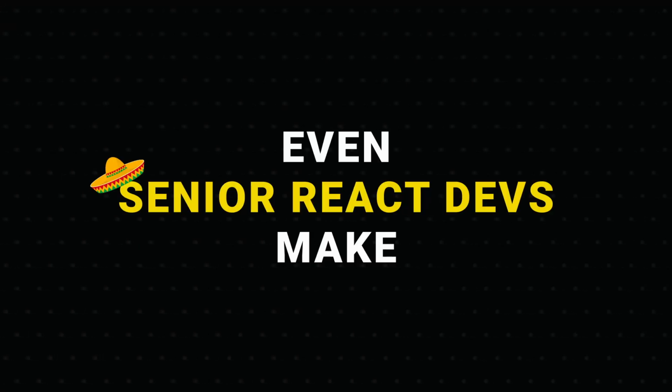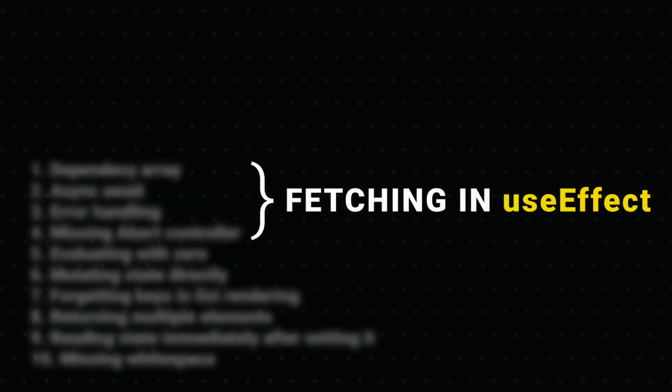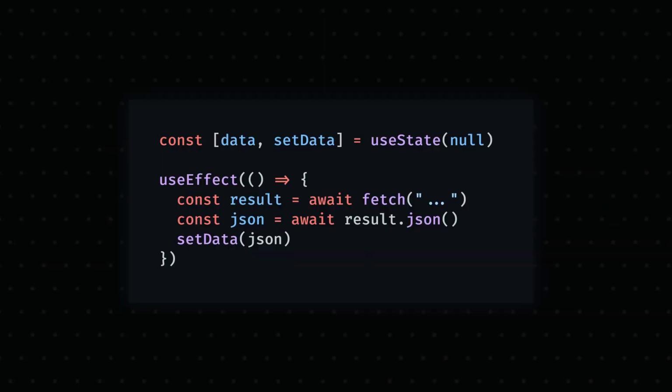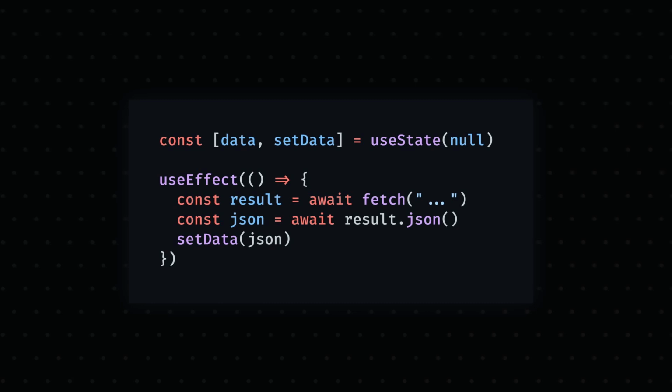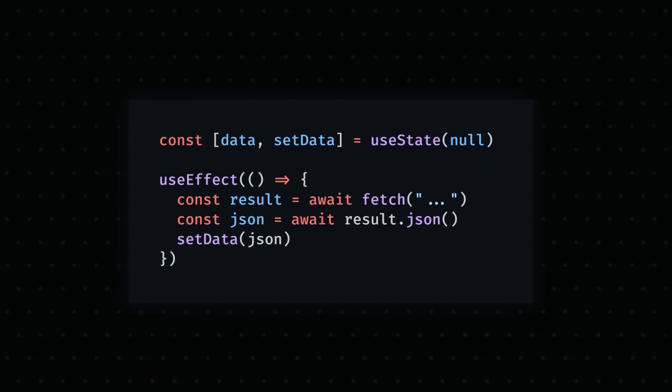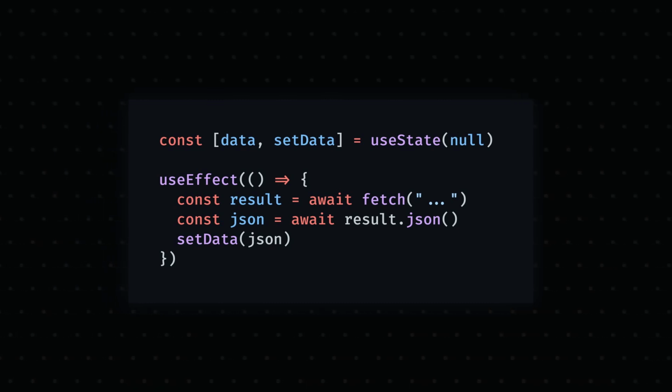10 mistakes even senior React developers make, and how to fix them. Don't get me wrong, fetching in useEffect is okay, but not like this. This code went horribly wrong. There are at least 4 mistakes. Pause the video and try to spot them all.